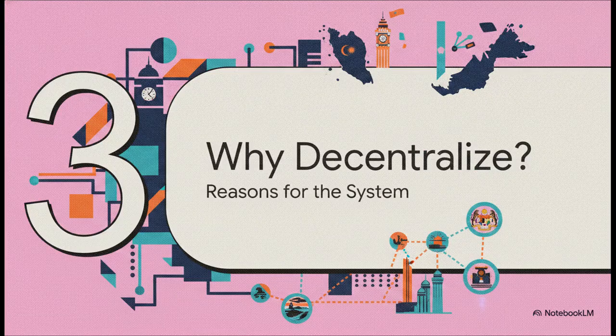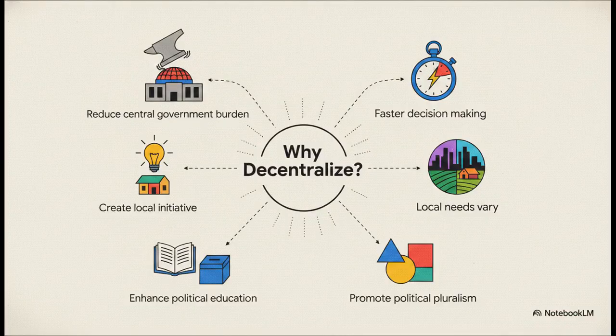Moving right along to Section 3. Why do we decentralize? We know what decentralization is, but what's the theoretical why behind it all? Why wouldn't the central government just run the whole show from Putrajaya? Well, there are 6 fantastic reasons you can drop right into your exam essay. First, it reduces Putrajaya's massive burden and speeds up local decision-making. Plus, needs vary wildly, right? I mean, Kota Balud's rural needs are totally different from Petaling Jaya's urban demands.